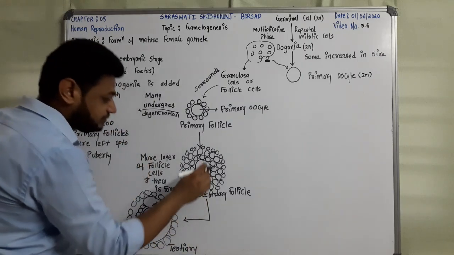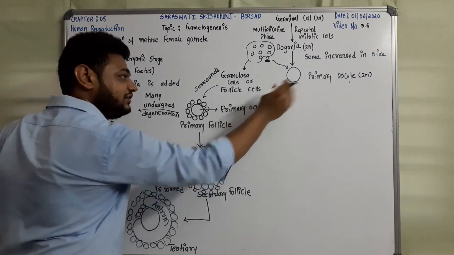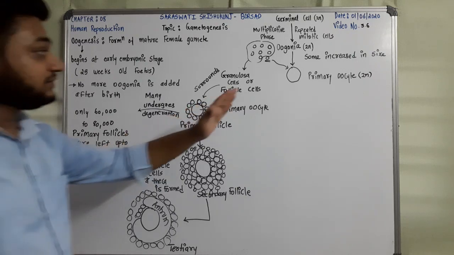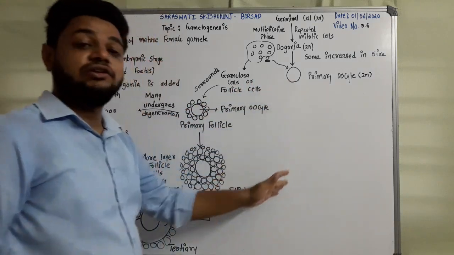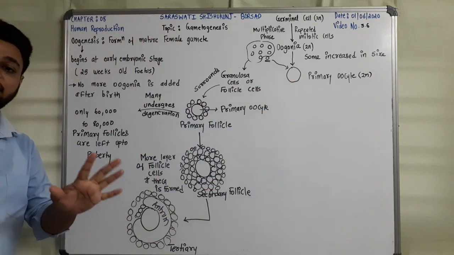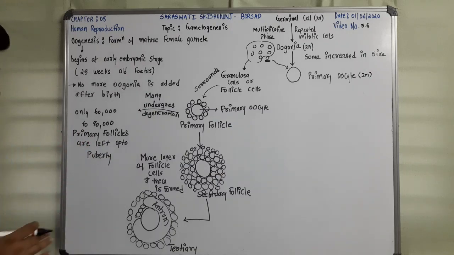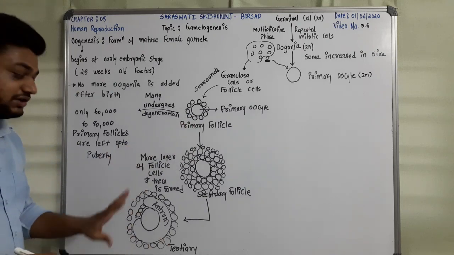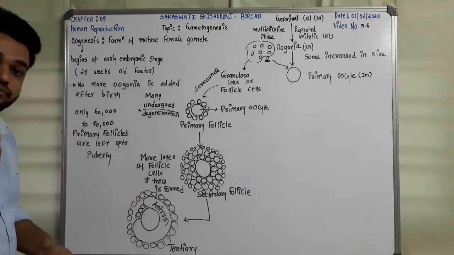See, the condition of the primary oocyte is as it is, right? That starts or restarts the meiosis, will continue the meiosis at puberty. But what is the structure? This is the maturation of the primary follicle, and then it will undergo meiosis.